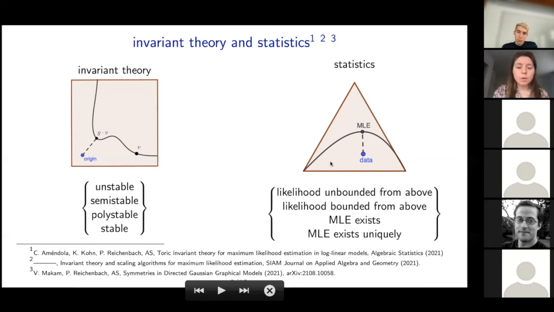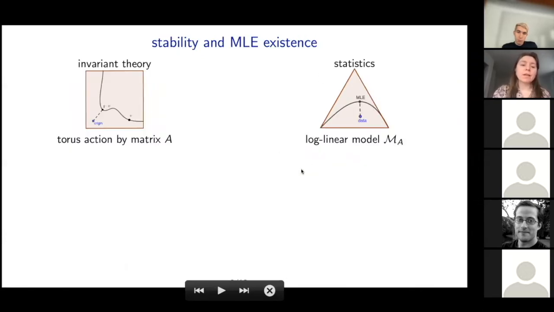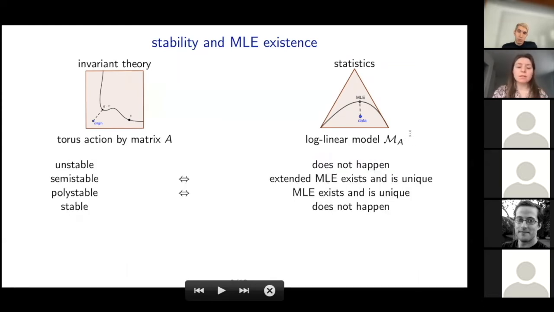So what does this correspondence look like for toric invariant theory on this side and log linear models on this side? Okay, well, we can relate stability to existence of the MLE. So we have our invariant theory picture here, and we have our torus action given by some matrix A. And then on the statistics side, we have a log linear model M sub A, where A is some matrix. Okay, and this is what the correspondence looks like in this case.